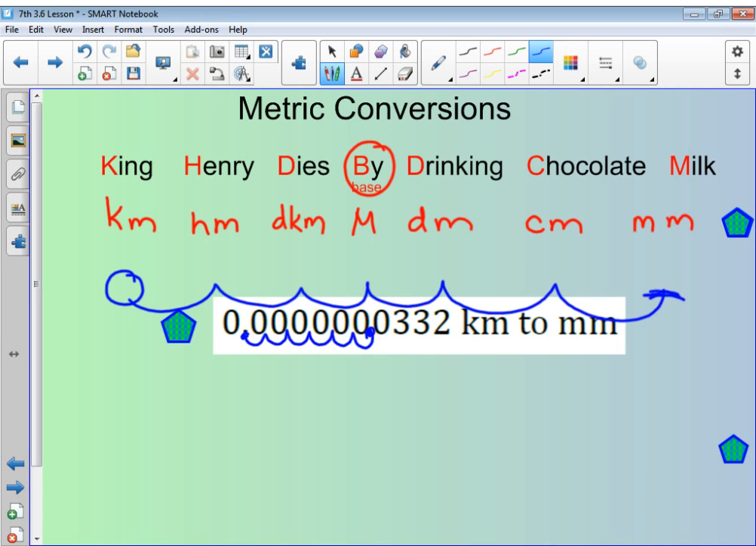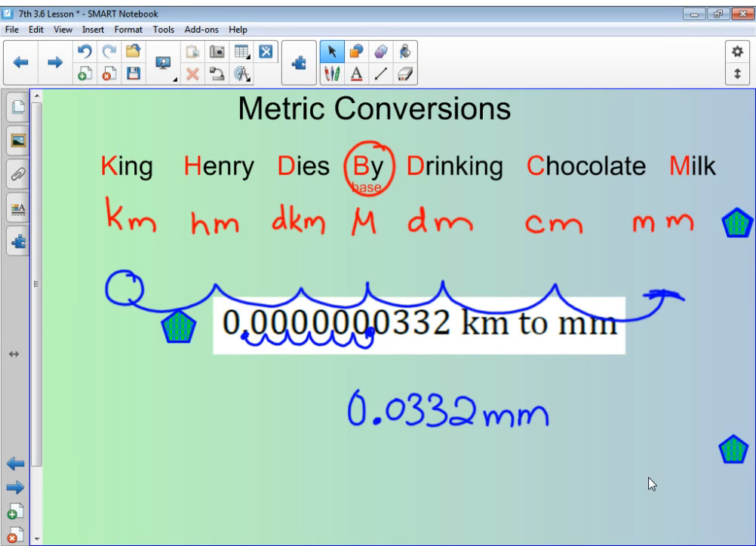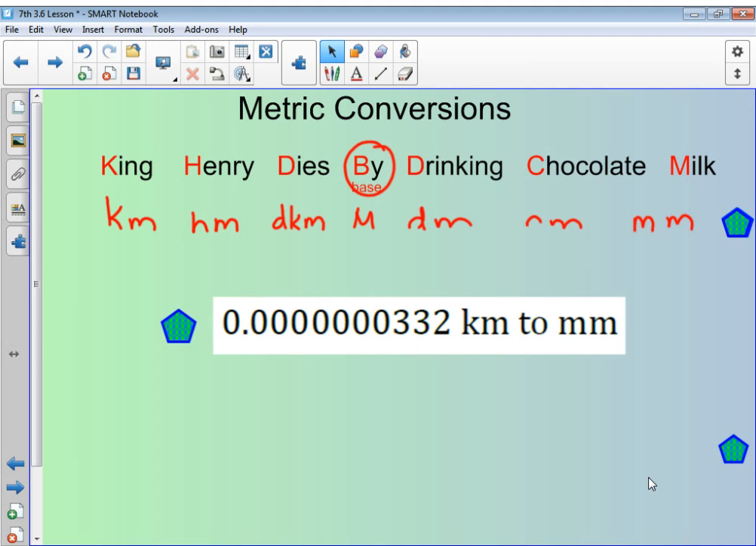So my final answer would be 0.0332 millimeters. Okay, and if I want to put a 0 in front, that's okay. I tend to leave them off, but I know that that's usually how it'll appear maybe out of your book or on a standardized test, with that 0 in the front. Okay, so let's try another one.